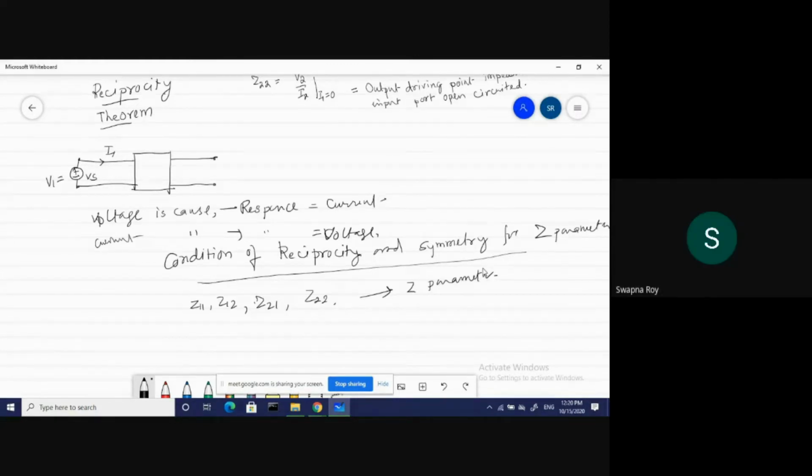Now I'm drawing one figure. Okay, already I have drawn it. This one is the network N. This is figure 1, and the output current is I2. Now, if I am shorting the terminal 2 dash, then the current is I2 dash.